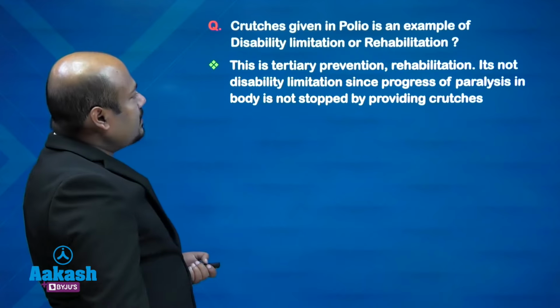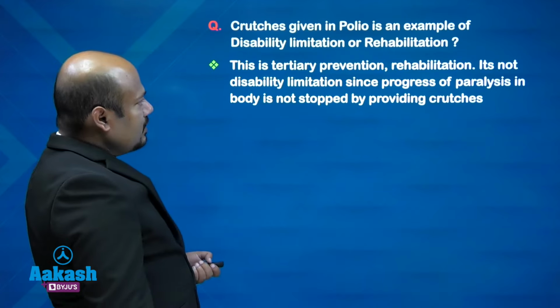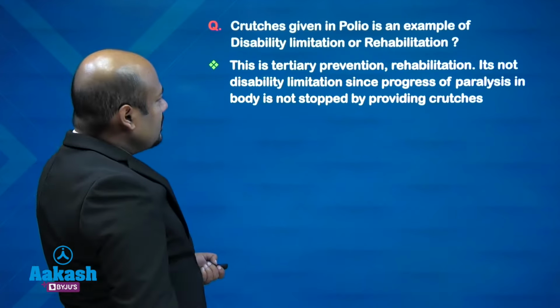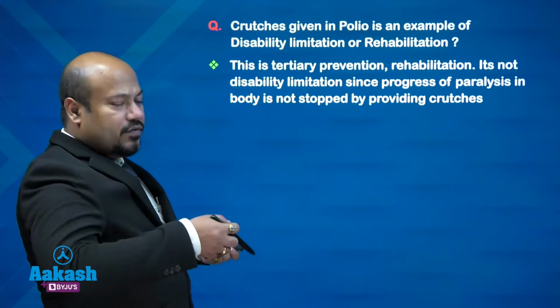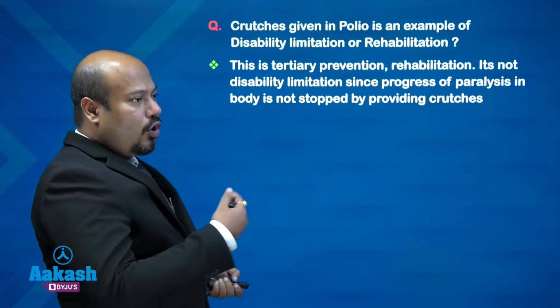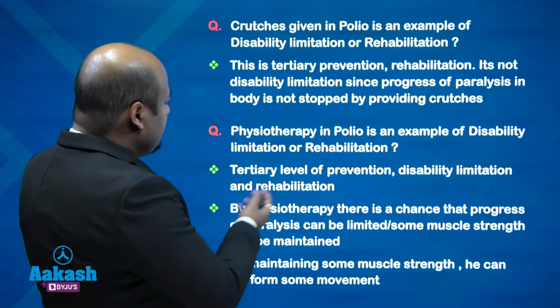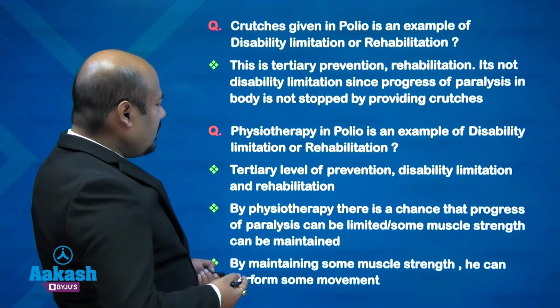Crutches given in polio, example of what? This is an example of what? This is an example of rehabilitation, okay? It's a tertiary prevention, rehabilitation, not disability limitation, because if you give crutch, it does not mean it will halt the progress of paralysis, okay?